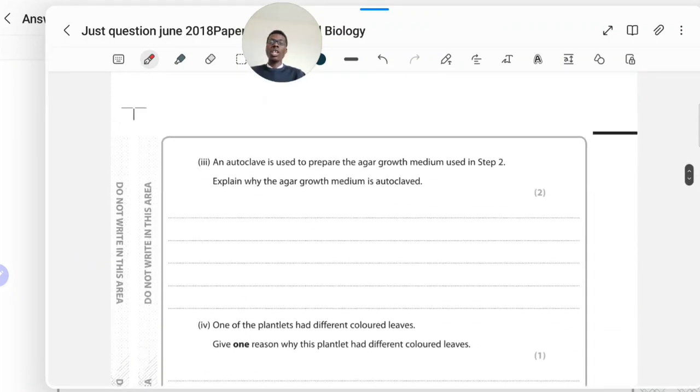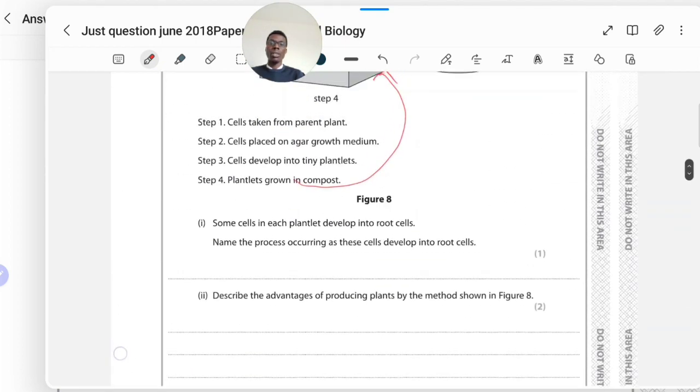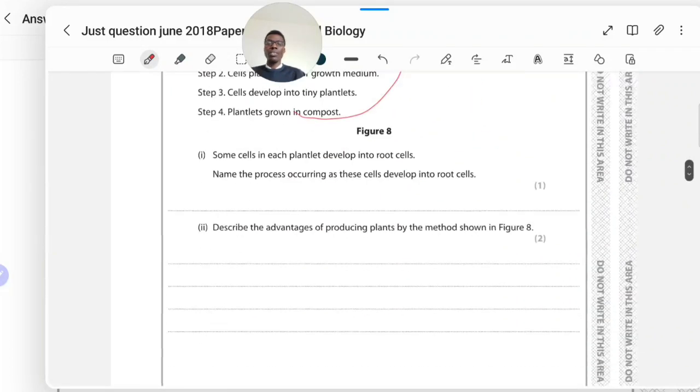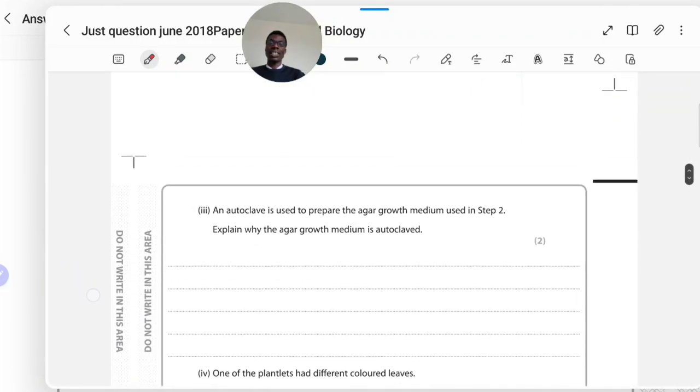Now, an autoclave is used to prepare the agar growth medium used in step 2. So it's talking about these. Autoclave, I believe you know what an autoclave is. An autoclave is a sterilizing machine, so to say. So it says here, explain why the agar growth medium is autoclaved.